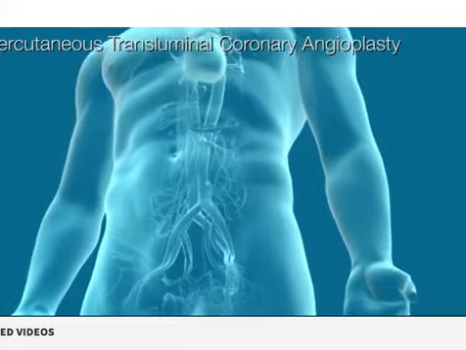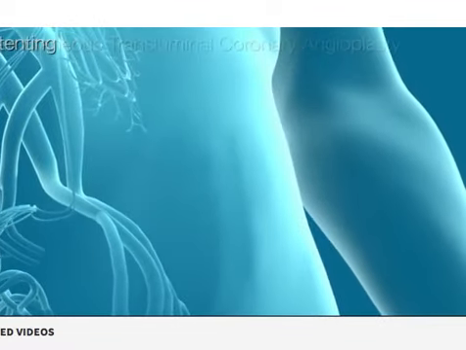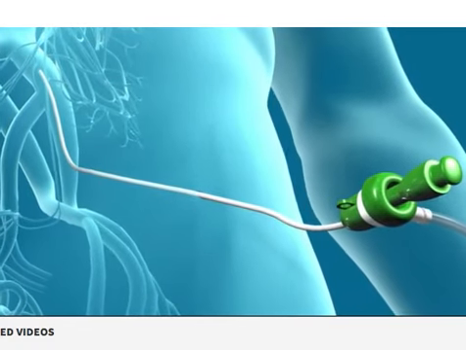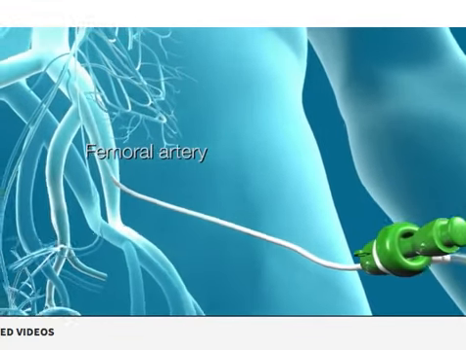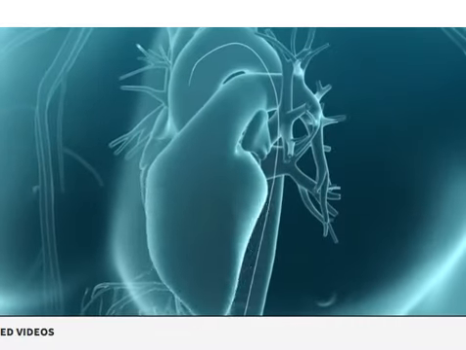When you have angioplasty, you will be awake but drowsy. Your doctor will insert a soft plastic tube into a large artery in your groin. Next, she'll thread a flexible guide wire through the tube, up through your circulatory system, and all the way to your narrowed artery.